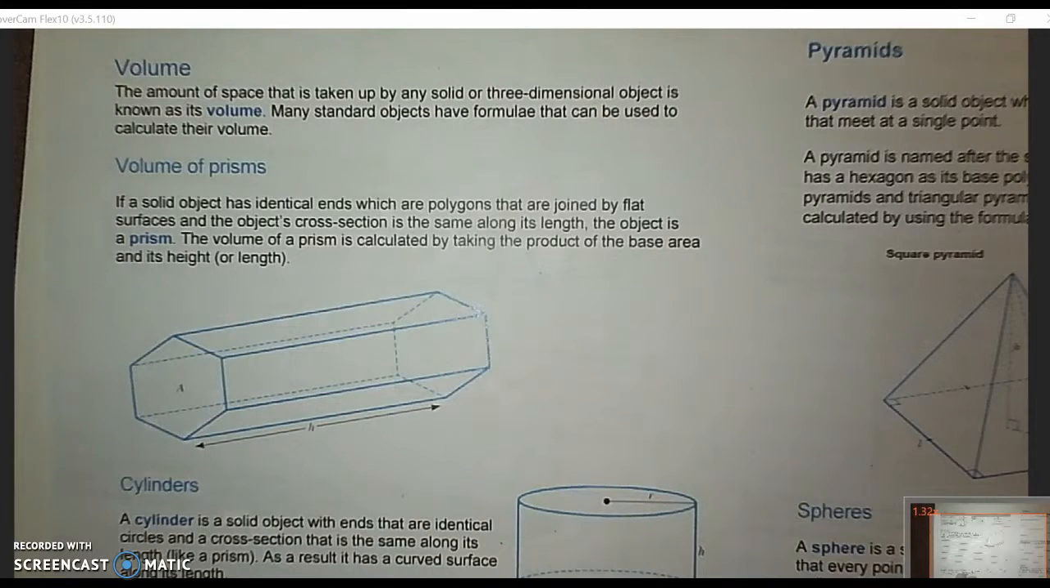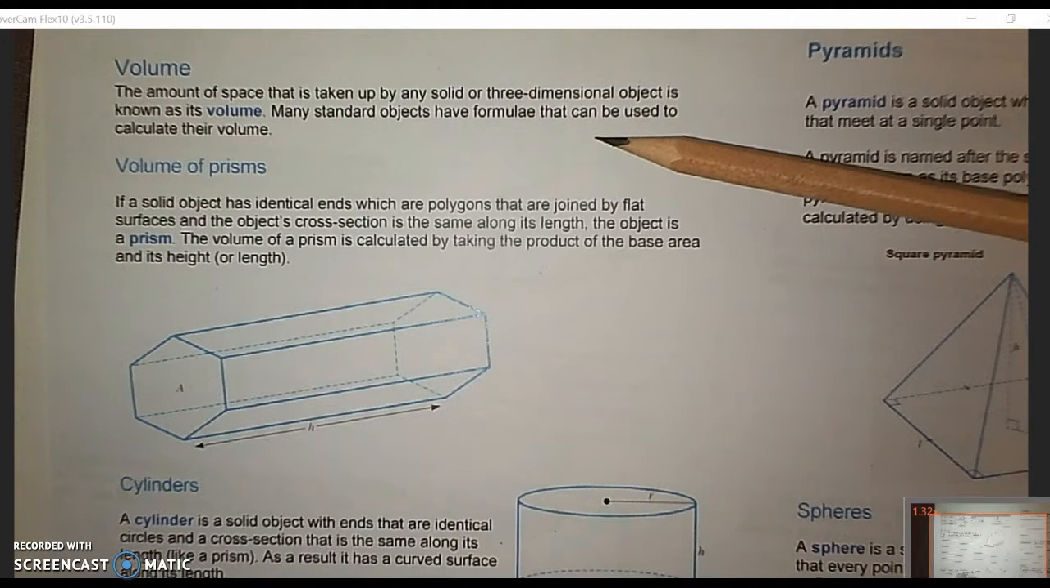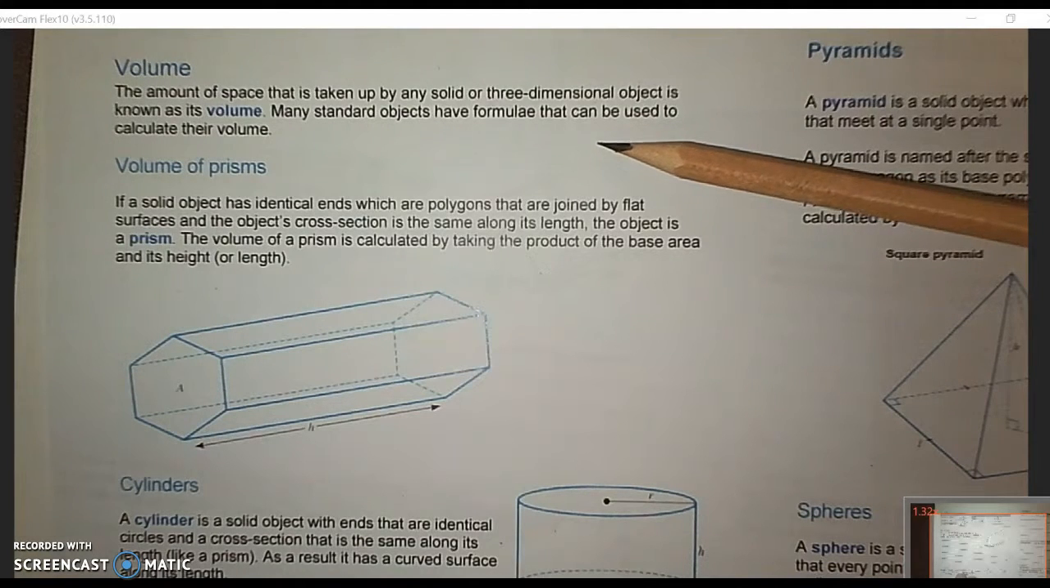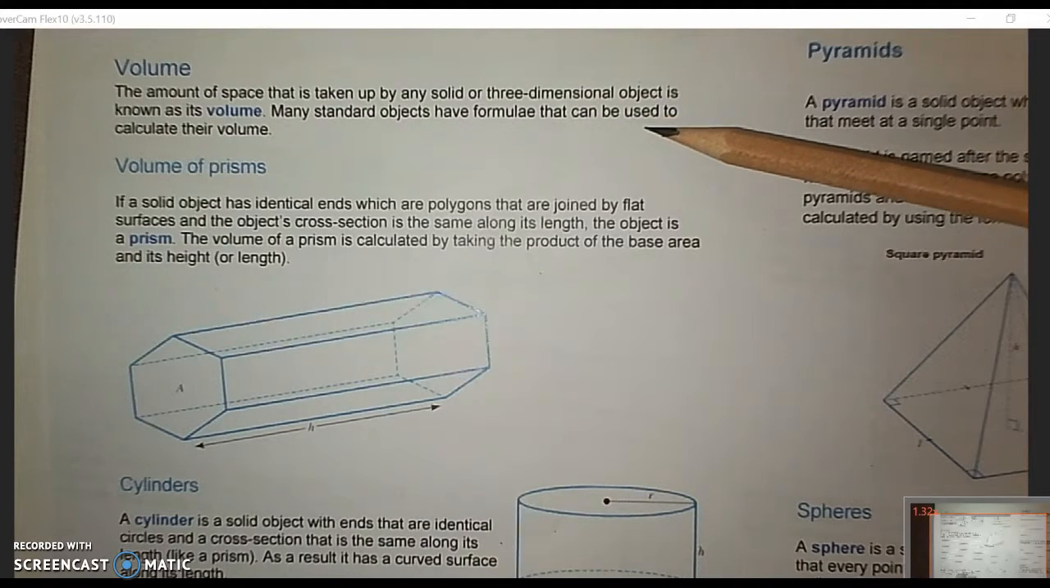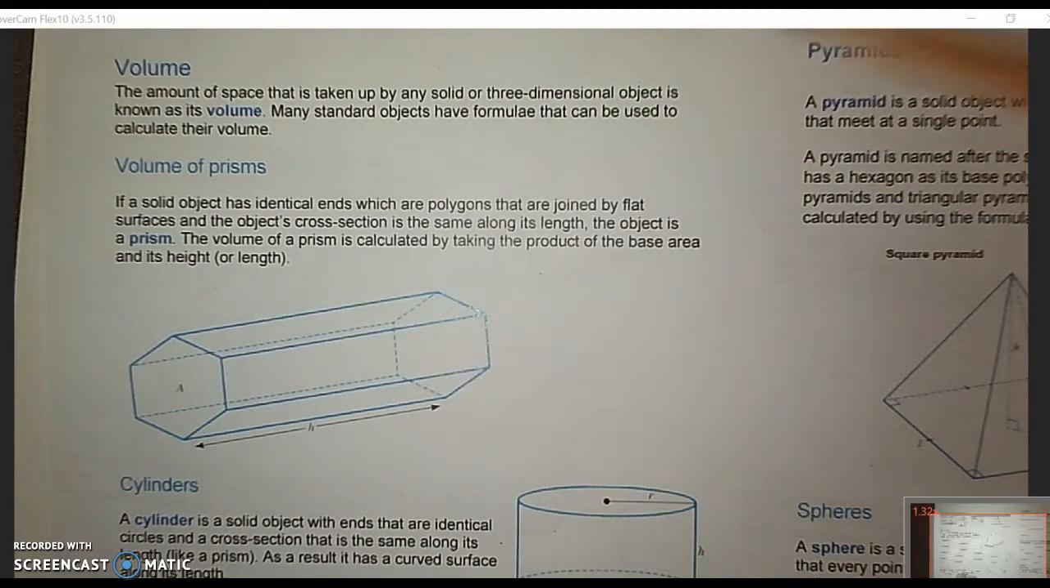In today's episode, we're going to be looking at volume. So we're going to start by defining some of the objects that we might find the volume of. So let's start by saying the volume is the amount of space that an object or a three-dimensional shape takes up in space. So many standard objects have formula that can be used, but we'll get onto that in a minute. So there are some different types of shapes.